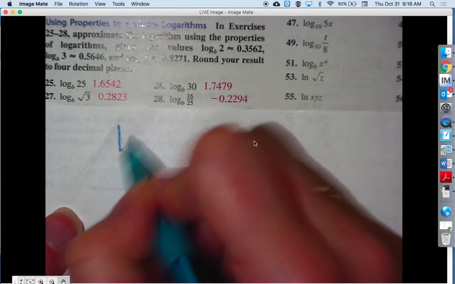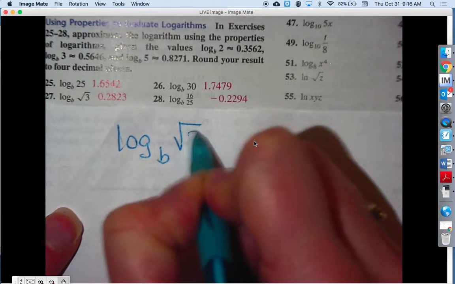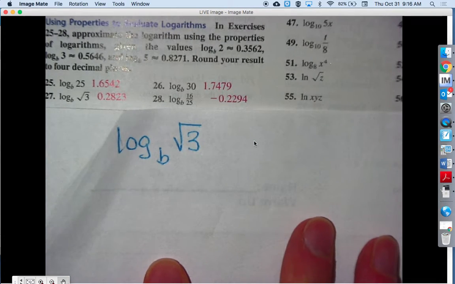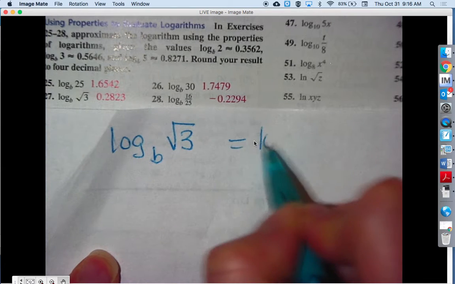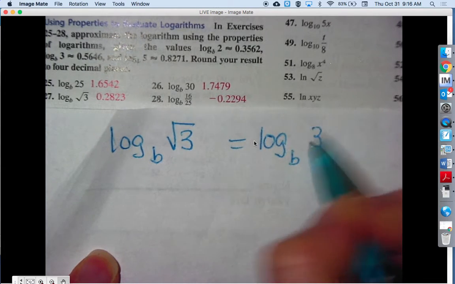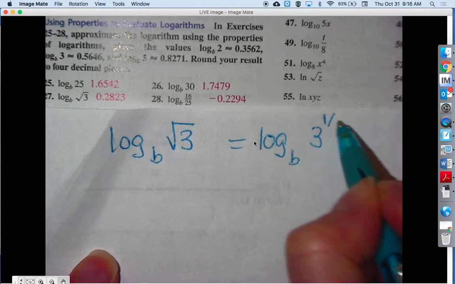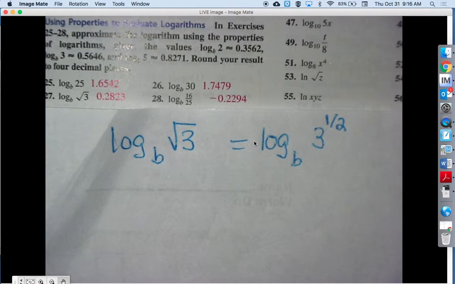So let's look at 27 as well. 27 says log base B of the square root of 3. And I know there are two problems in the review that you'll be doing that are similar to this as well tonight. So how could you change the square root of 3, Garrett? 3 raised to 1/3. How about 1... oh, half? Yeah. So the square root is 1/2.